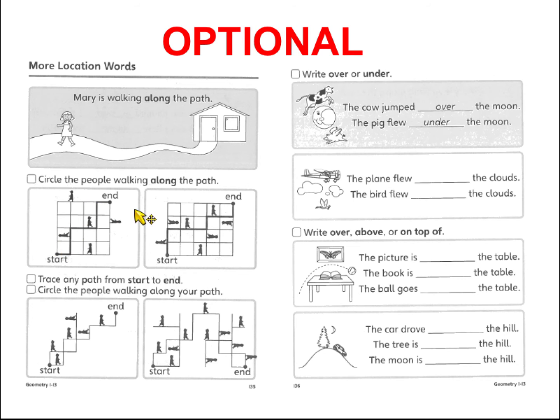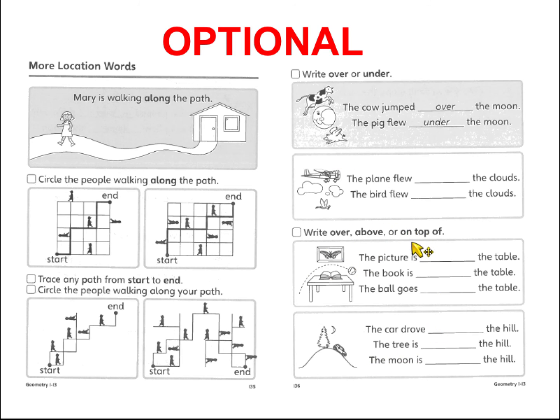Circle the people walking along the path. Take a path from start to end. Circle the people along your path. Write over or under. You know what? You could just do it with a grown-up, and instead of writing it, just say so.